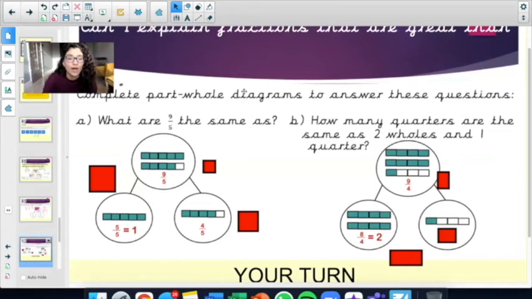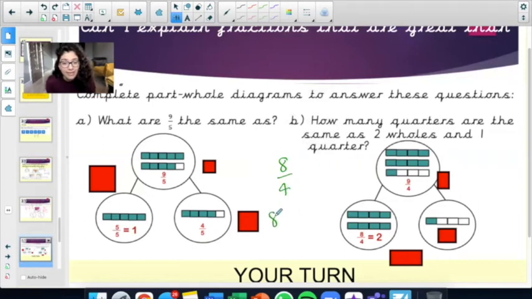Now, the reason why 8 over 4 is not the same as 1, but it's the same as 2, is because, remember, I said, 8 over 4, 8 quarters, however you want to say it, is the same as saying that we are doing 8 divided by 4. And what's 8 divided by 4? 2. It's not 1, it would be 2, which is why instead of creating 1 whole, you've created 2 wholes.